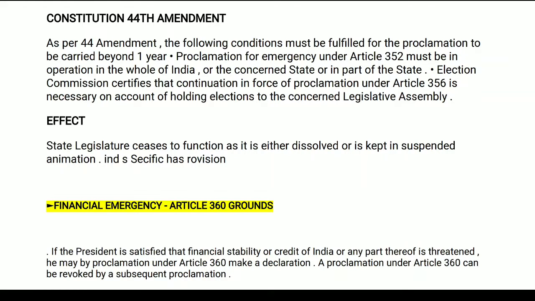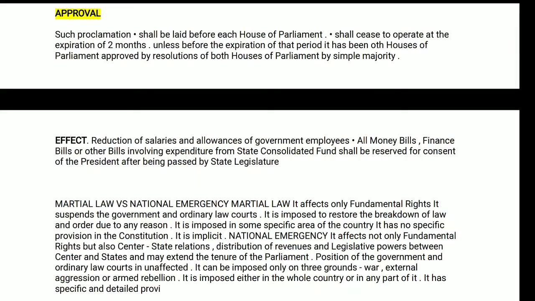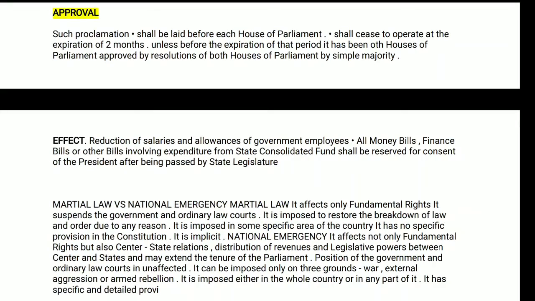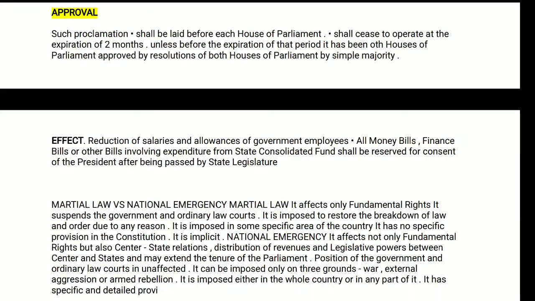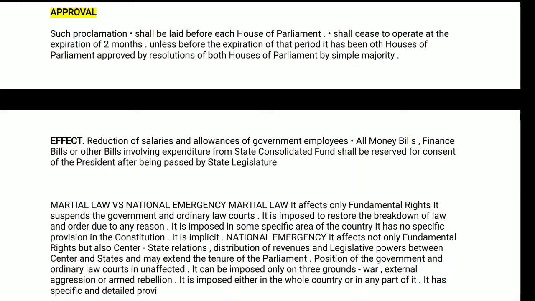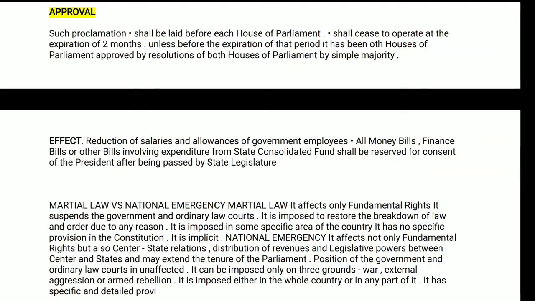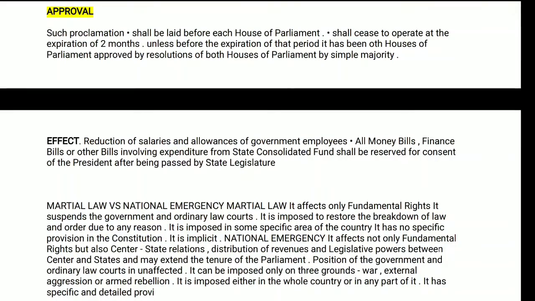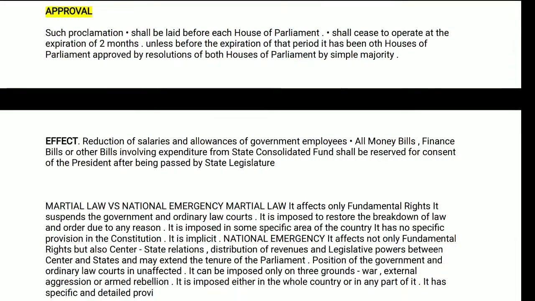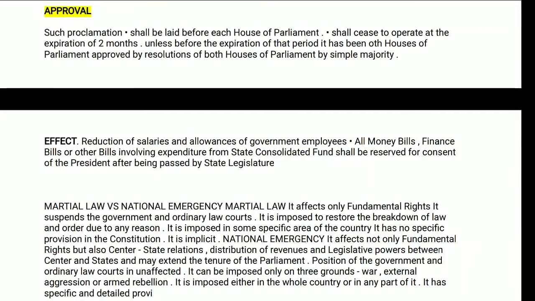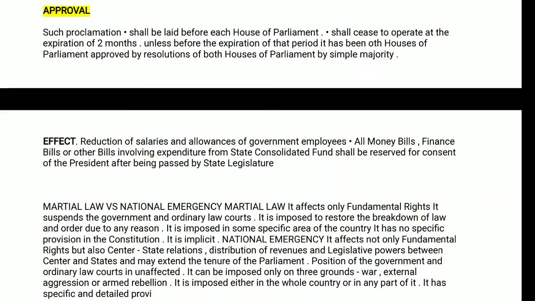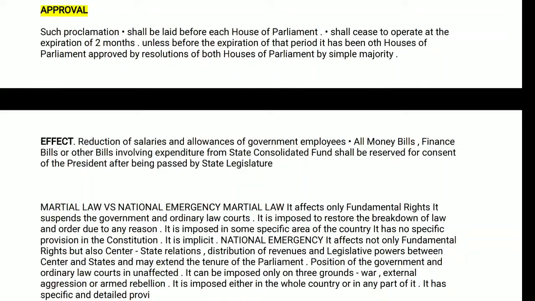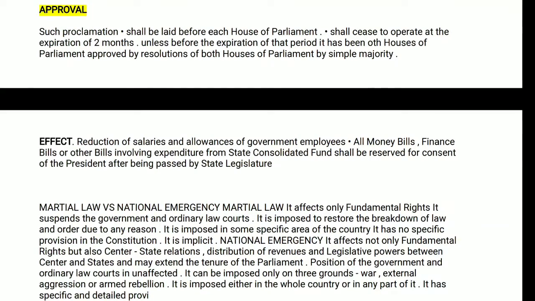Approval. Such a proclamation a. shall be laid before each House of Parliament, b. shall cease to operate at the expiration of 2 months unless before the expiration of that period it has been approved by resolution of both Houses of Parliament by simple majority. Reduction of salaries and allowances of government employees is an effect of Article 360. Another effect is that all money bills, finance bills, or other bills involving expenditure from state consolidated funds shall be reserved for the consent of the President after being passed by the state legislature.